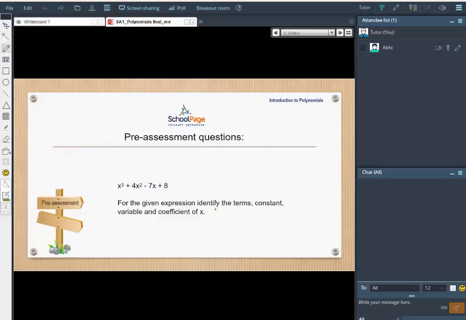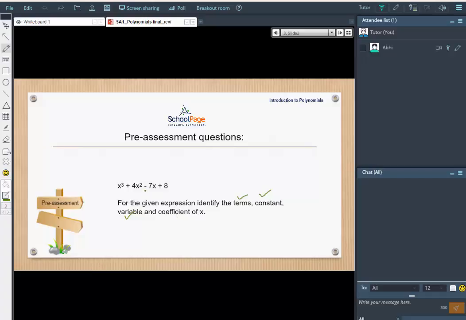For this expression, can you identify the terms? Yeah, ma'am. There are four terms. One is x cube, 4x square, 7x, and 8. Very good. So can you tell me which is the constant over here? 8. Nice. Now can you tell me which is the variable? X. X is the variable for this expression.